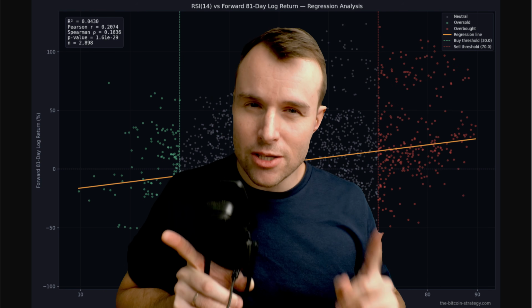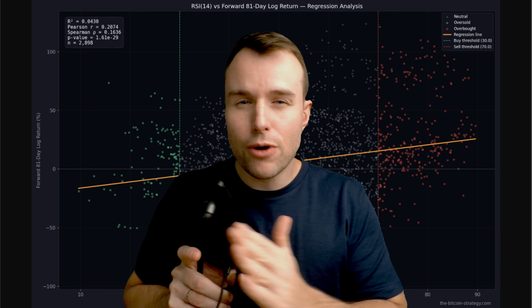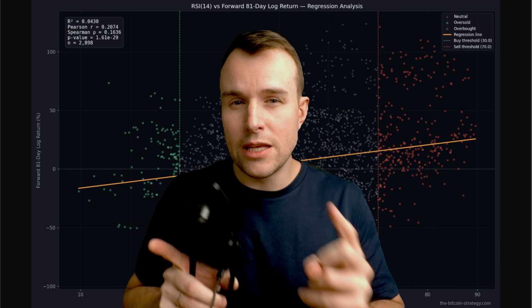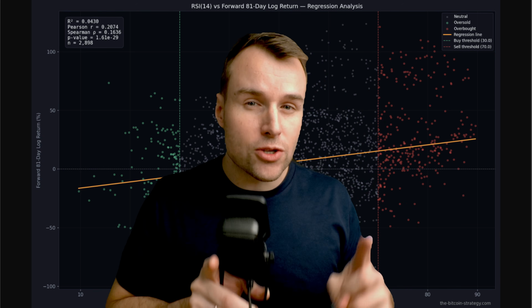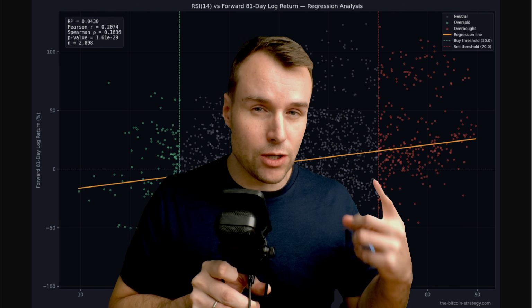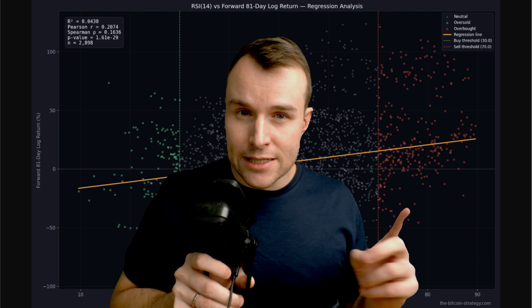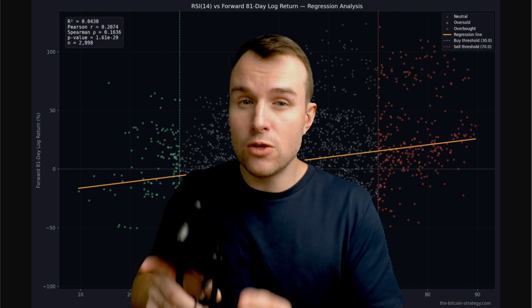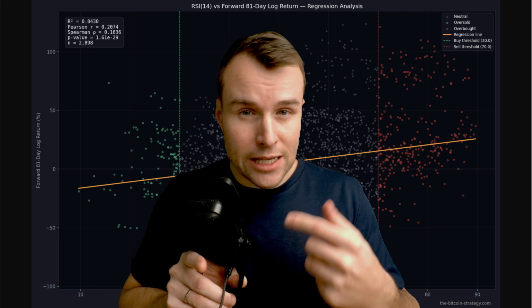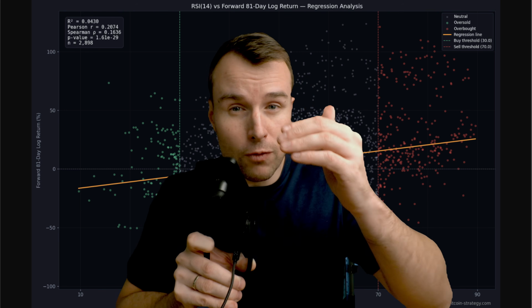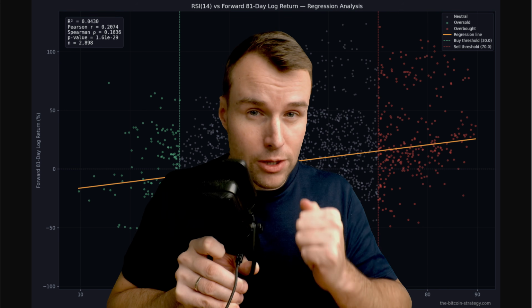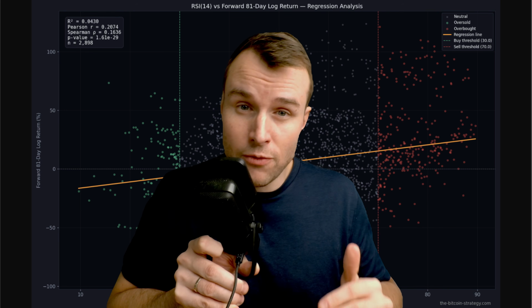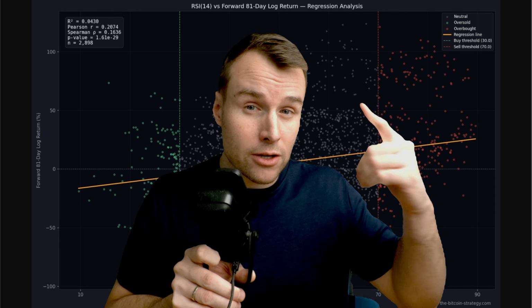But what this chart here is showing is that there is a positive correlation between the RSI and the future price development in the next 81 days. So when the RSI is high, the price tends to continue to rise. When the RSI is low, the price tends to continue to go down. This is the exact opposite, right? We are not oversold when we are very low on the RSI. We rather continue to sell further. And when we are high, we rather continue to go up.